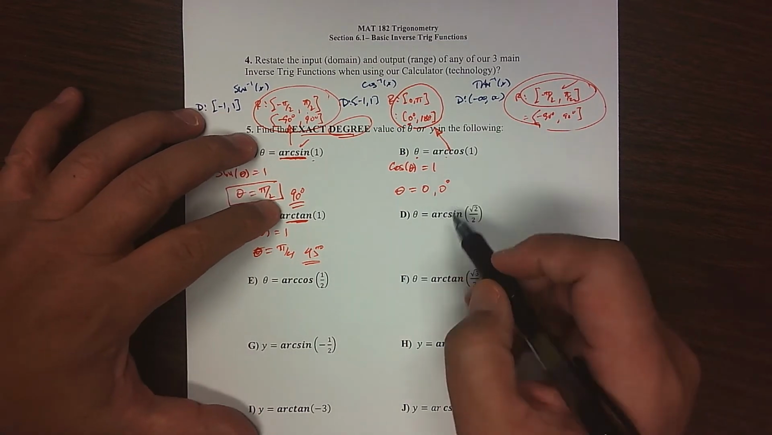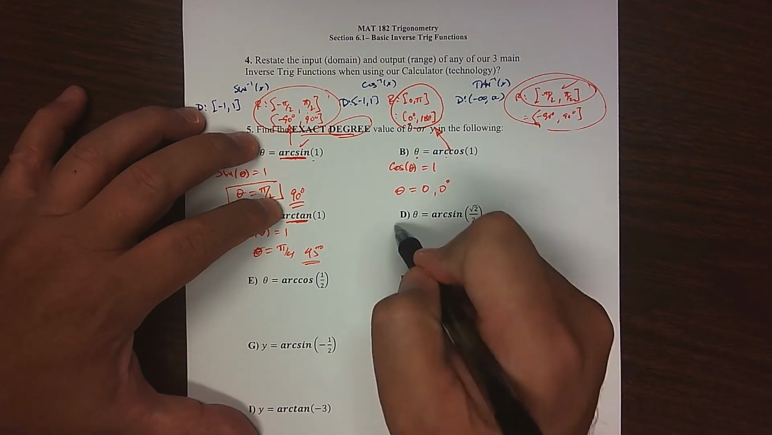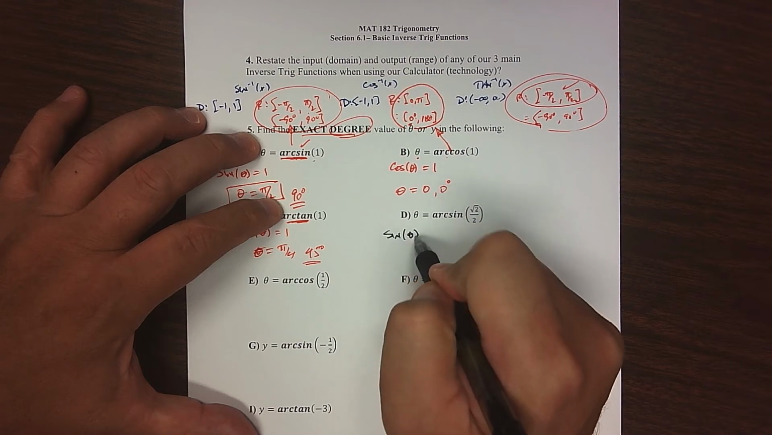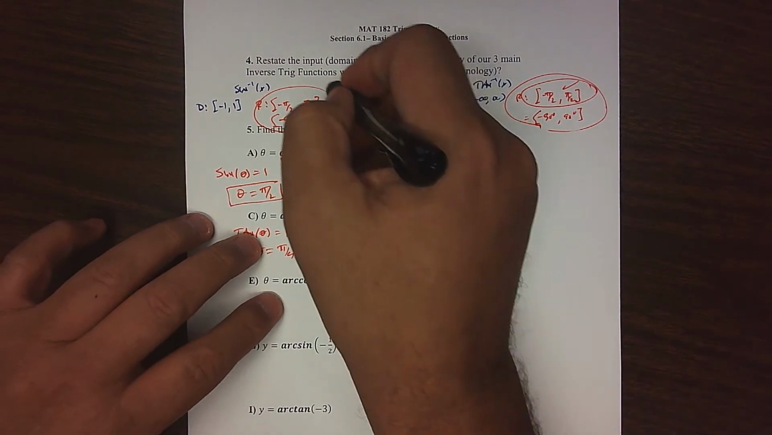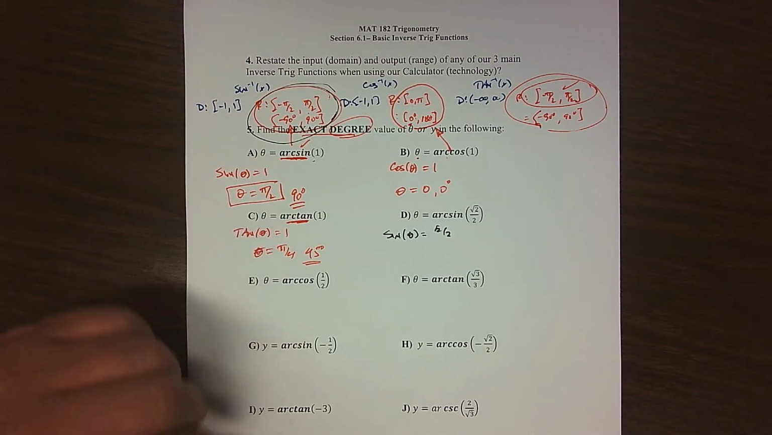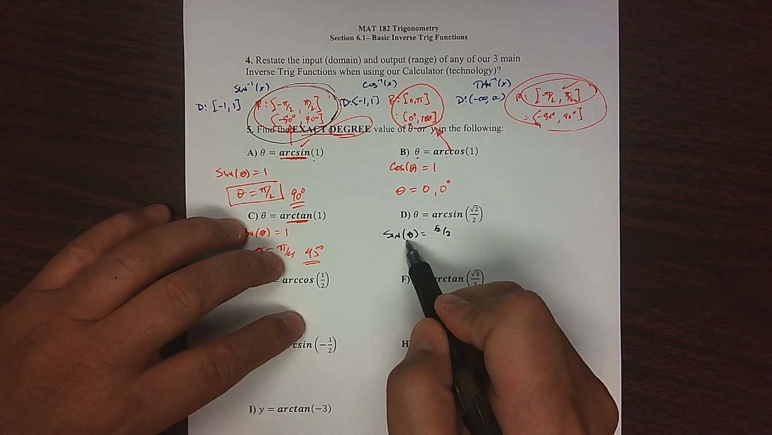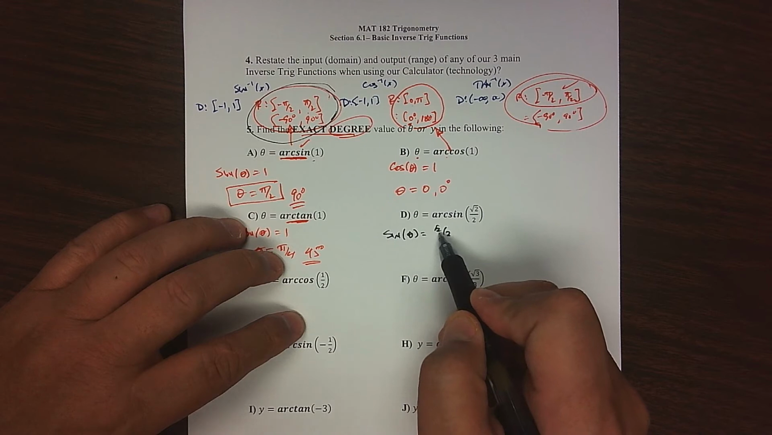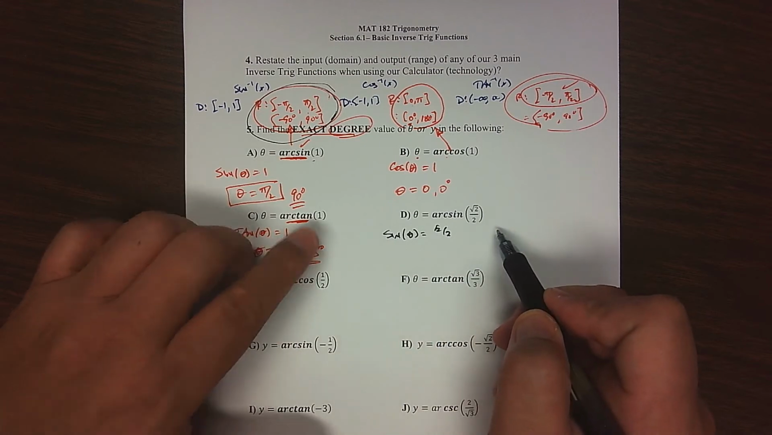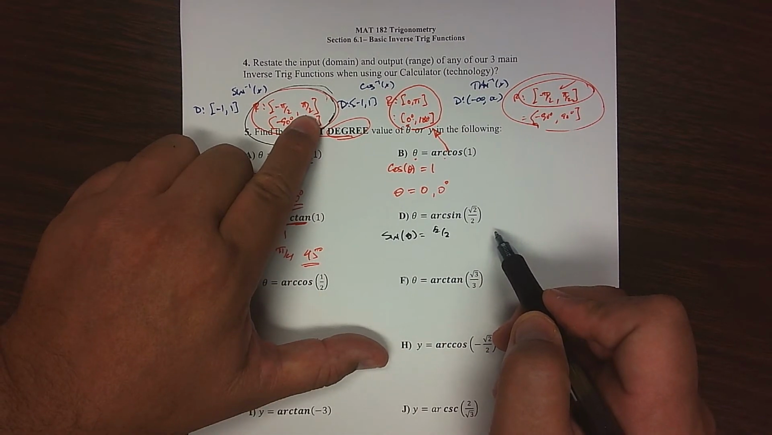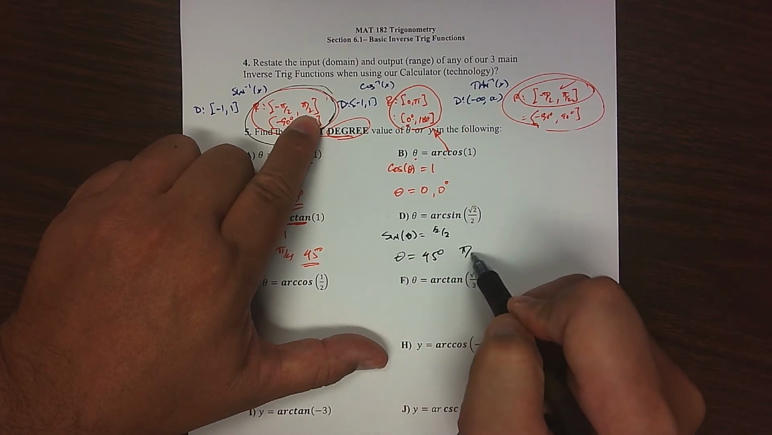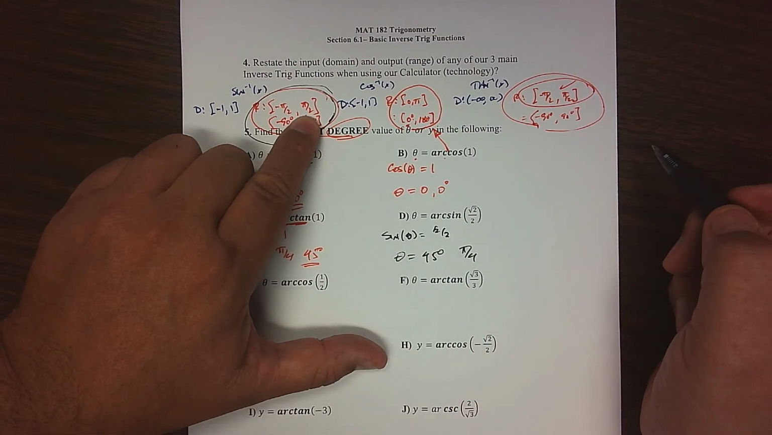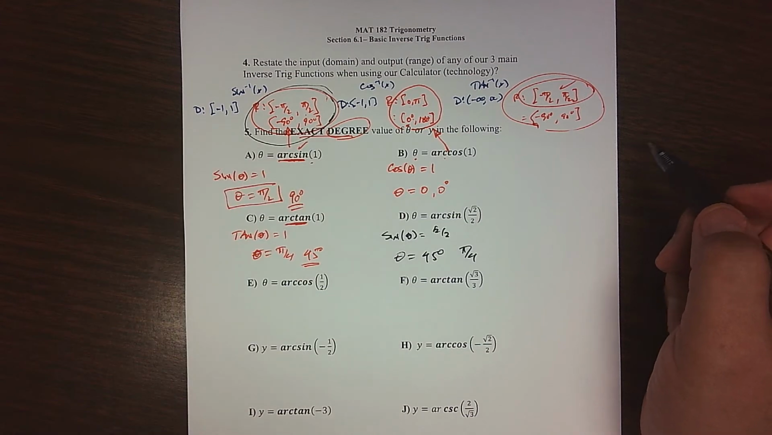So for the next one, we're essentially rewriting this. We're talking about the sine of some angle equals the square root of 2 over 2. So in this domain, in that very restricted domain, what value makes the sine positive and square root of 2 over 2? Well, we're in quad 1, and that value is 45 degrees, or in radian mode, pi over 4. So that's what we receive in our graphing calculator.